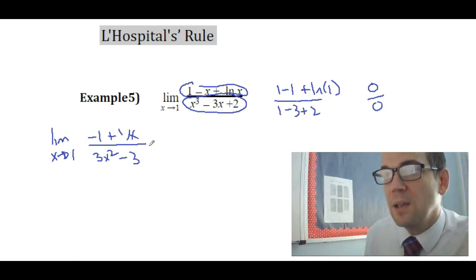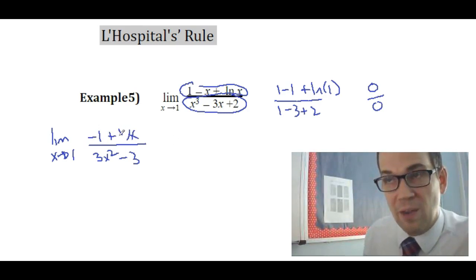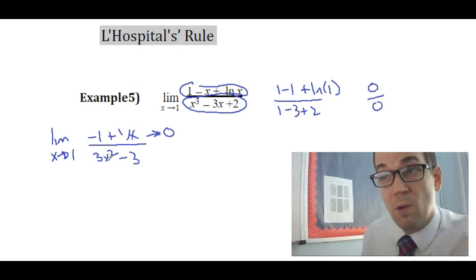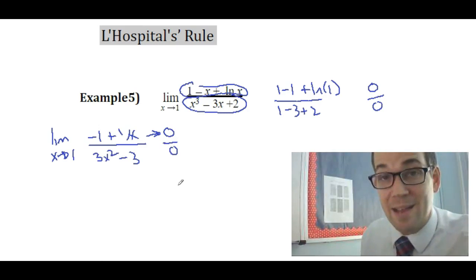So when you plug in 1 to the top, you get negative 1 plus 1 over 1, which is just negative 1 plus 1, which is 0. So this becomes 0. When I plug 1 in over here, I get 3 minus 3. I get the indeterminate form a second time. It is so sad. No, it's not. I'll just apply L'Hopital's rule again.